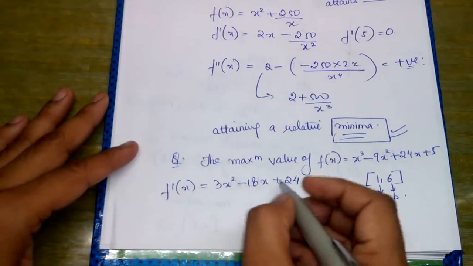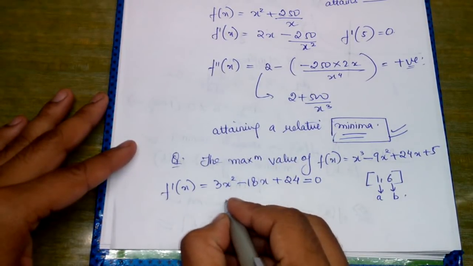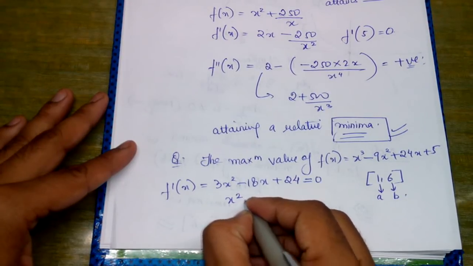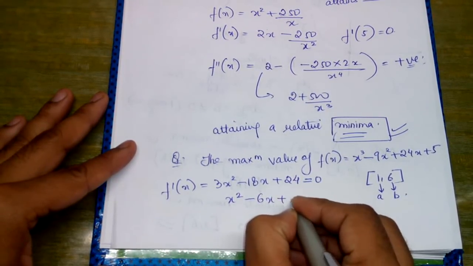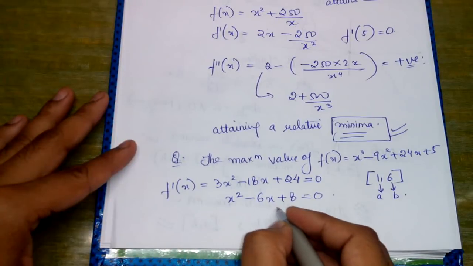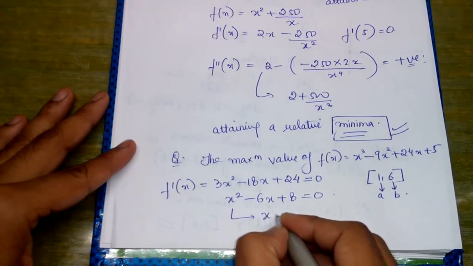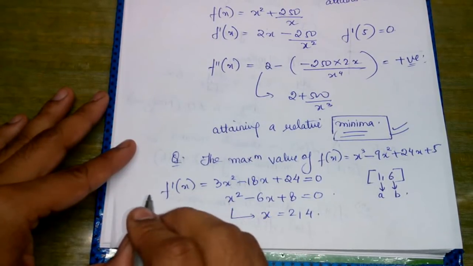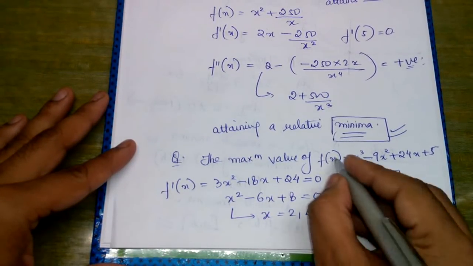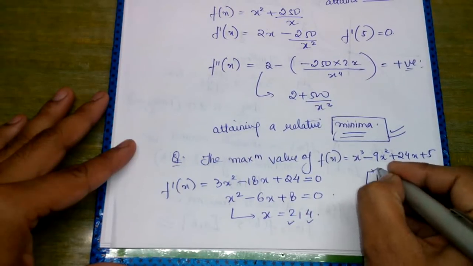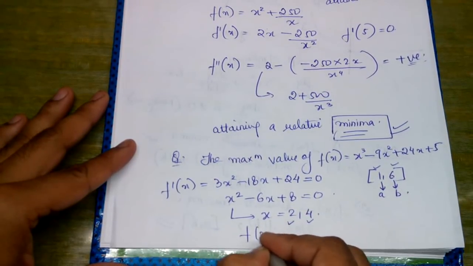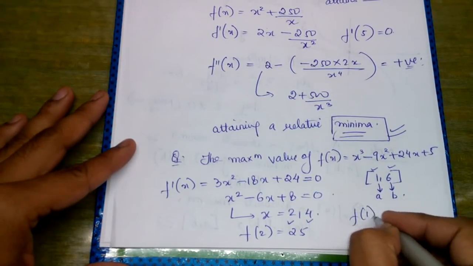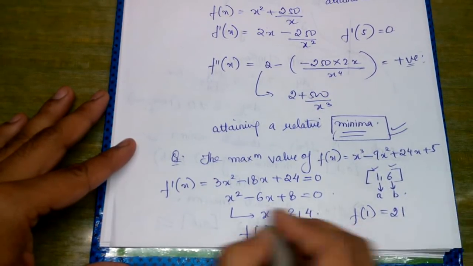Okay, so since this is 0, let us simplify. That is, after taking 3 as common, we get 3x² minus 6x plus 8 is equal to 0. And from here the two values of x would be 2 and 4. So we will find the value of f(x) at 2, 4, 1 and 6. So f(2), if you calculate, comes out to be 25. f(1), if you calculate, comes out to be 21.